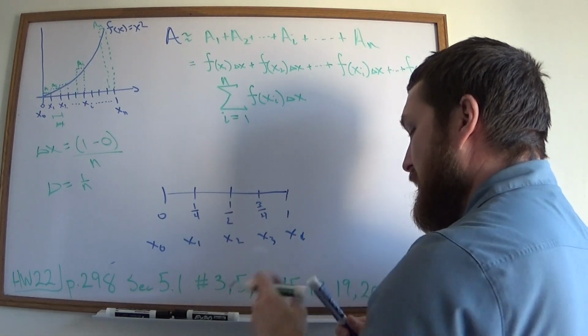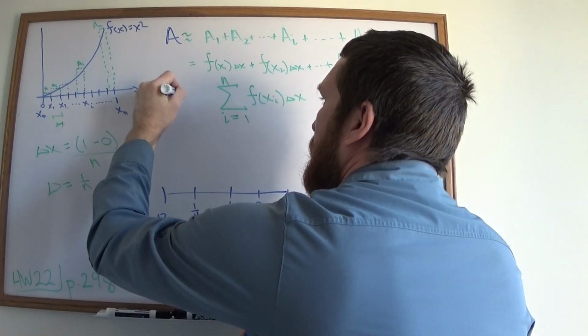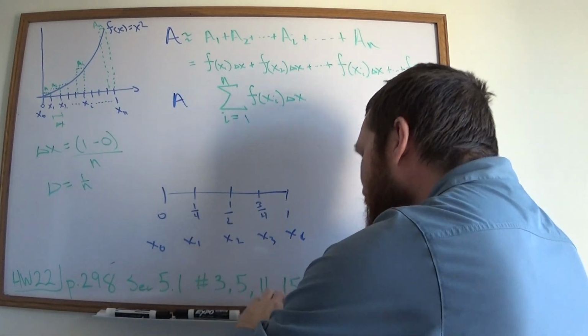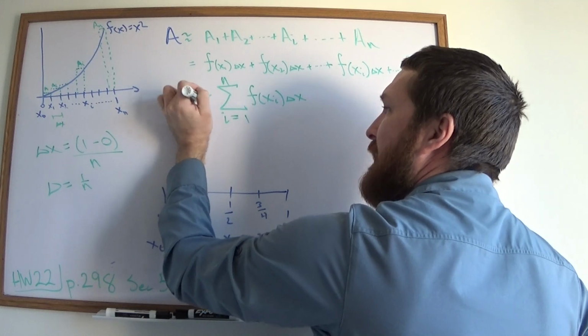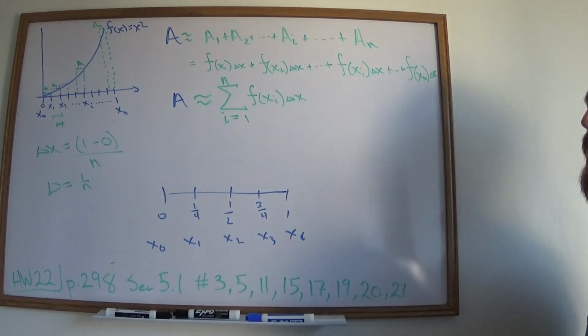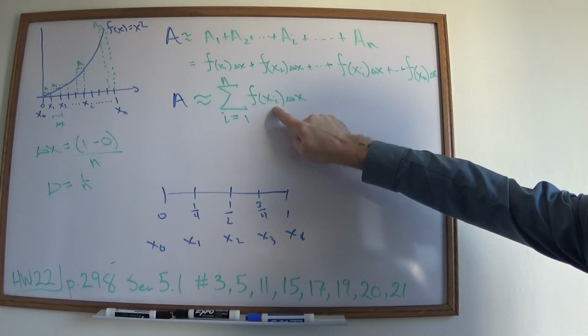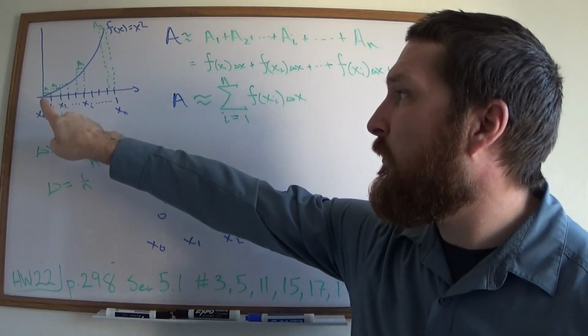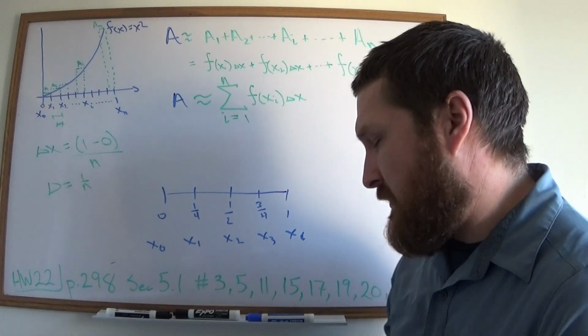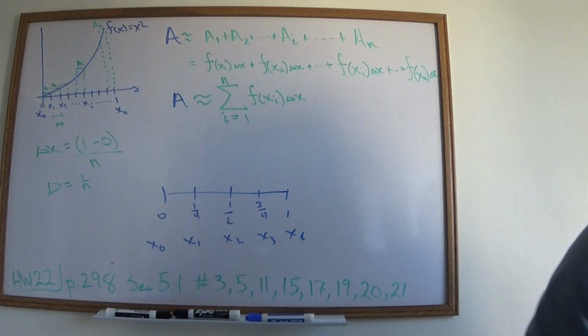So I'm going to say the area that I want is approximately equal to that. And the bigger that n gets, the closer that approximation is. So now, let's figure out a formula for the xi's. And this is pretty simple.